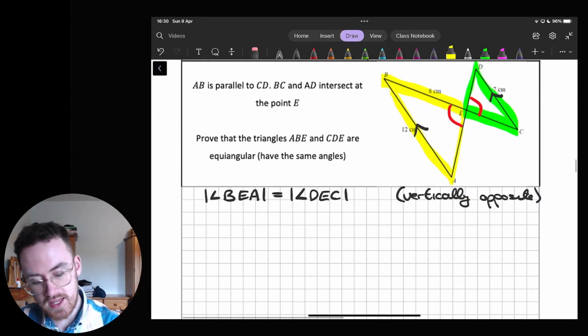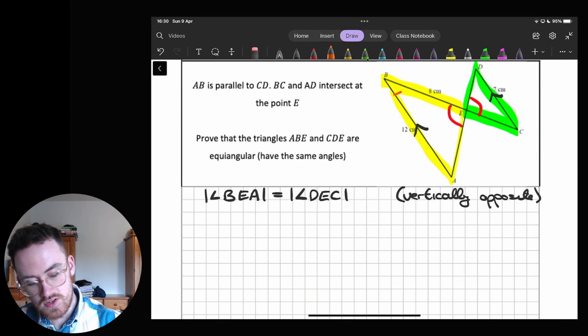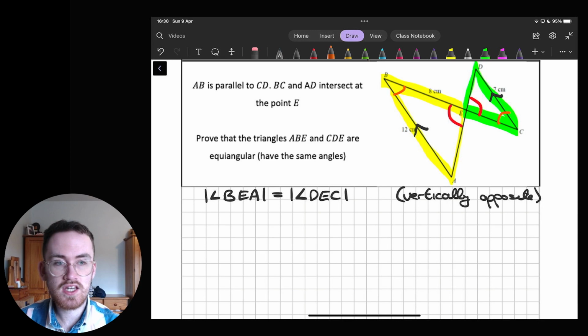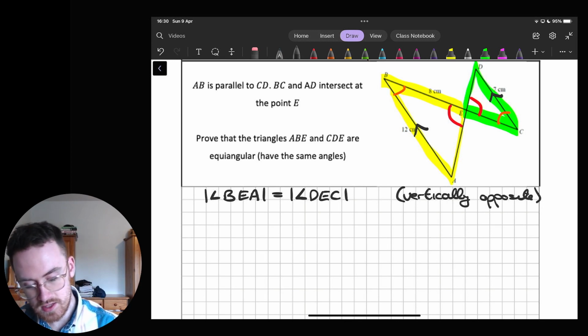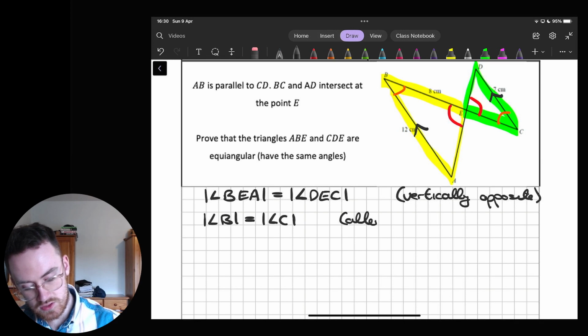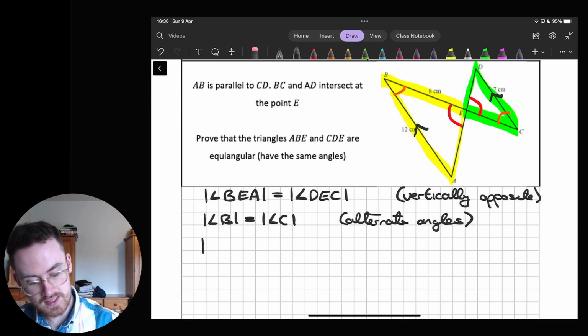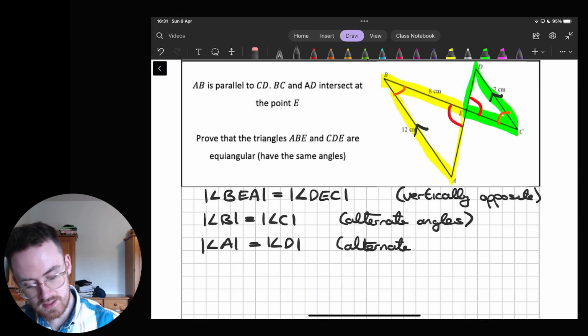So because of that, I could say that this angle in orange here is going to be the same as this angle in orange here. So we can write that down. Let's say angle B is equal to angle C, and that is because they are alternate angles. And similarly, we can say that angle A is equal to angle D, and that is because they too are alternate angles.